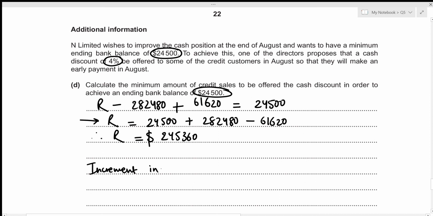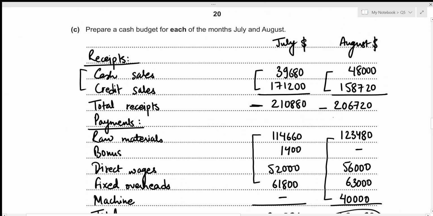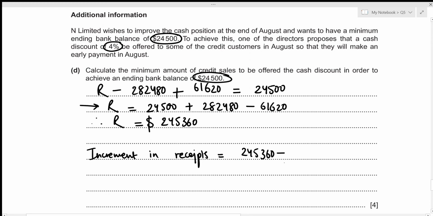Now we just figure out the increment in the receipts. So that's going to be the new receipt minus the old receipts. So the new total receipts, we just figured it out to be 245,360 minus the old receipts. Let's have a look at our cash budget. So the old receipt was that of 206,720. We just need to subtract it. So the increment in receipts is 245,360 minus 206,720, which results in 38,640.